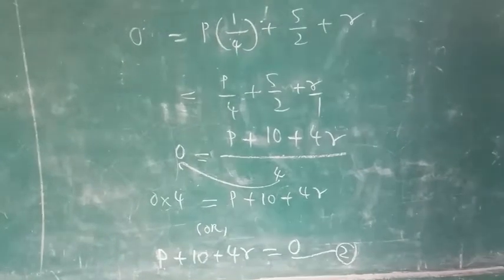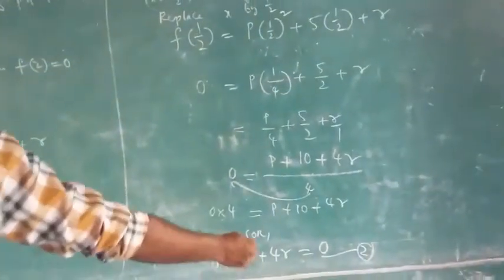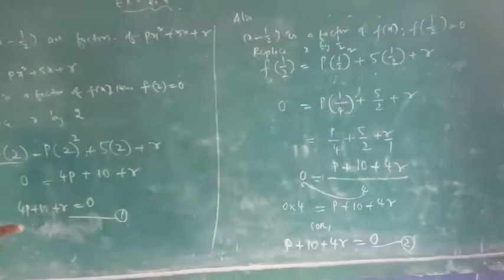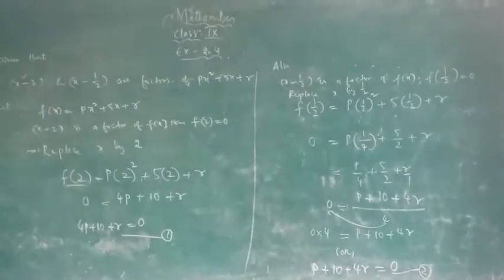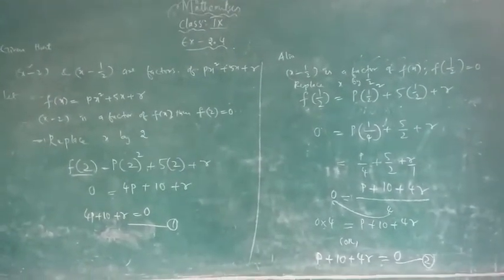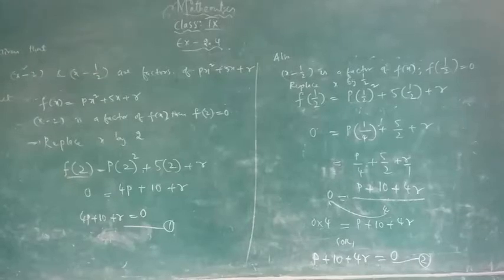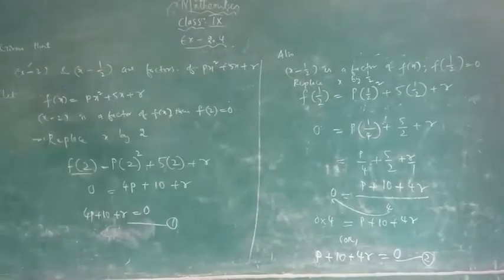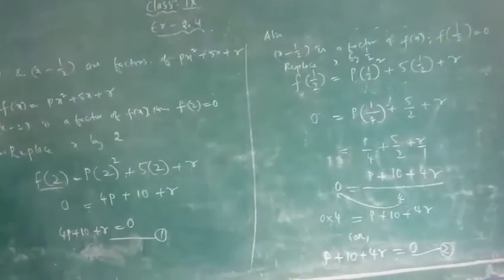Now, in both the equations, the right hand side is equal. So observe both equations carefully. Both 1 and 2, right hand side is equal. So equating 1 and 2 equations. Let us do equating 1 and 2 equations.